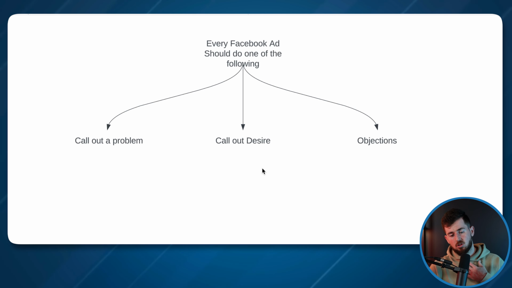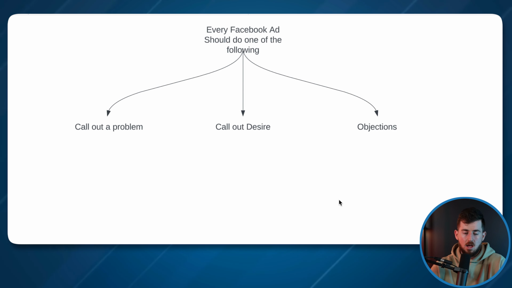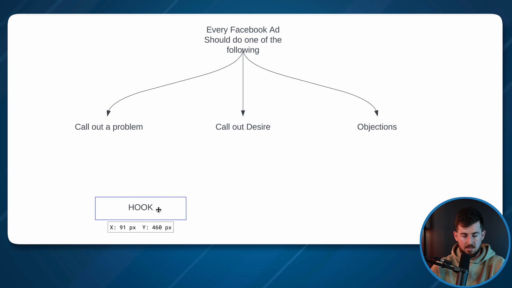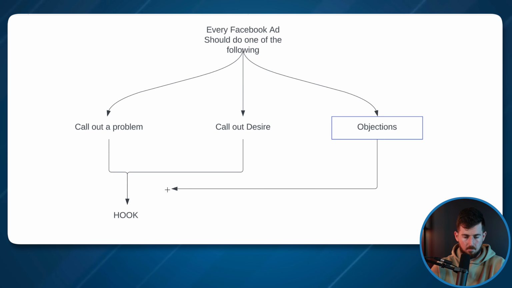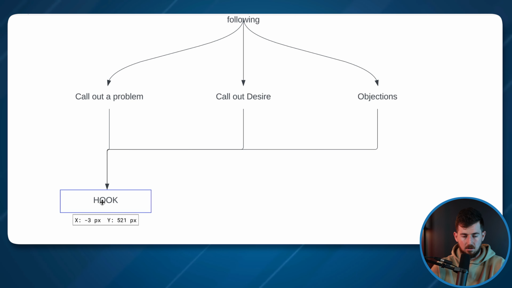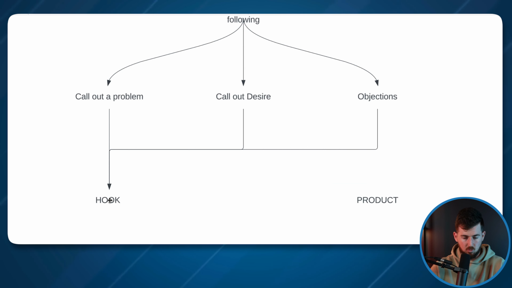But yeah, these are 3 things that every Facebook ad should do. Now, the key thing here is what to do after this. You call out those things, and then what do you do next? That's where we start bridging things, right? So let's just do hook, and one of these 3 things is going to be your hook, right? And the objective here is we want to bridge to our product. And from there, this is what the ad does.